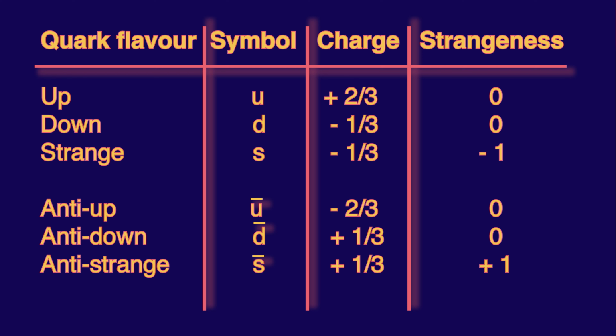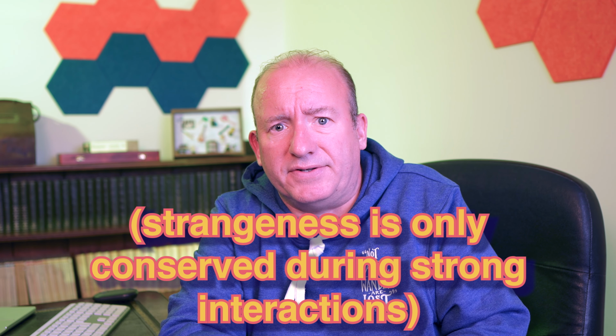The 2 properties that you need to consider are the charge and the strangeness. Strangeness is just a physical property, a bit like charge, and it helps us explain how particles interact. You actually need to know nothing more than that about it, except that, like charge, it needs to be conserved in certain circumstances.